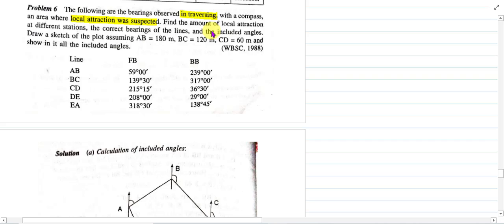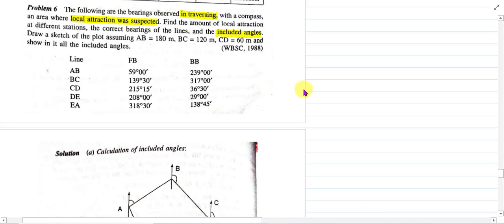So find the amount. You have to find the corrections C1, C2, C3 at different stations, which is step number 2. The correct pairing of lines is step number 3, where you have to prepare a table with corrected forebearing and corrected back bearing of lines, and the included angle. Now I have to tell you what step number 4 is in this question.